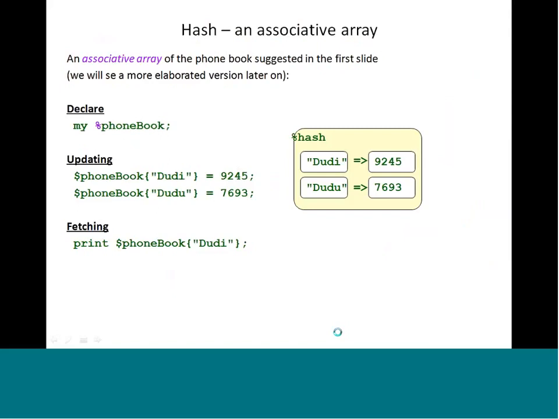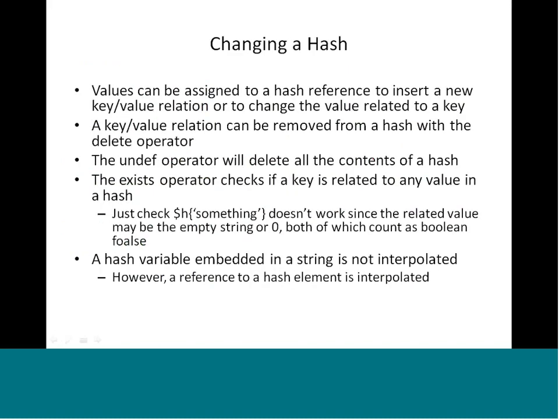Another practical example is essentially a phone book. We can associate various users with their phone numbers and put them in a hash array. Then when we say phone book for a given user, it prints their numbers. This is pretty much what we saw, how we change the hash array. Values can be assigned to a hash reference to insert a new key value relation or change the value related to the key. These two we saw already as examples.